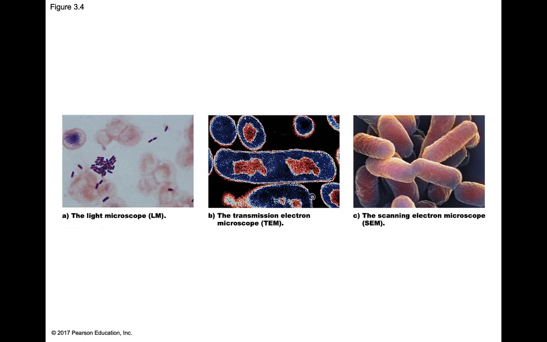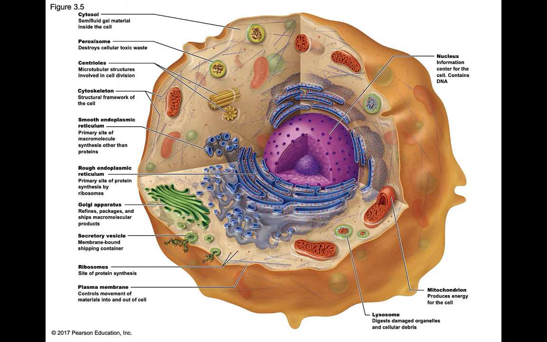but here are some examples or images from 2 different types of electron microscopes. Now here, this is a figure of an animal cell.